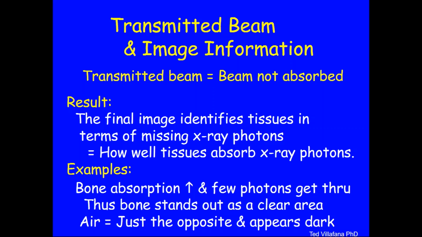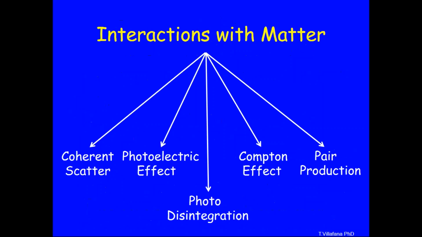Air will absorb very little, so that lots of radiation appears in the shadow of the air, and those regions of the image will appear dark, whether you're looking at a film image or whether you're looking at a video monitor image. Okay, there's your image information. It's the transmitted beam, and of course that transmitted beam can be corrupted by scatter, and then the overall image quality will degrade.